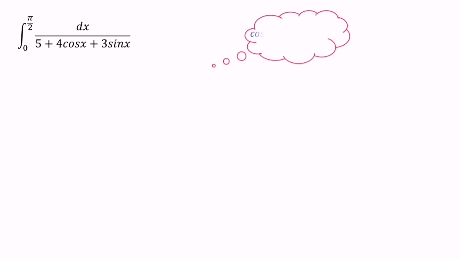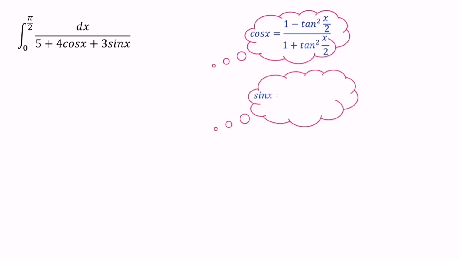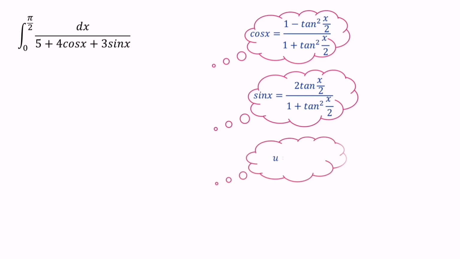Before we start anything, let's think about how we can solve this question. We know both cos x and sin x terms in terms of tan x over 2. Cos x value we can write as 1 minus tan squared x over 2 over 1 plus tan squared x over 2. And sin x value we can write as 2 tan x over 2 over 1 plus tan squared x over 2. So, if we substitute u equals tan x over 2, then we can express cos x and sin x in terms of u.